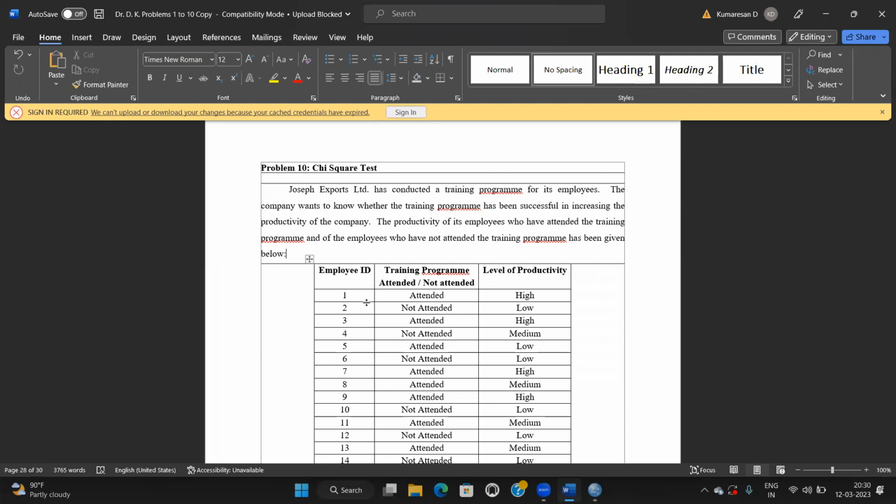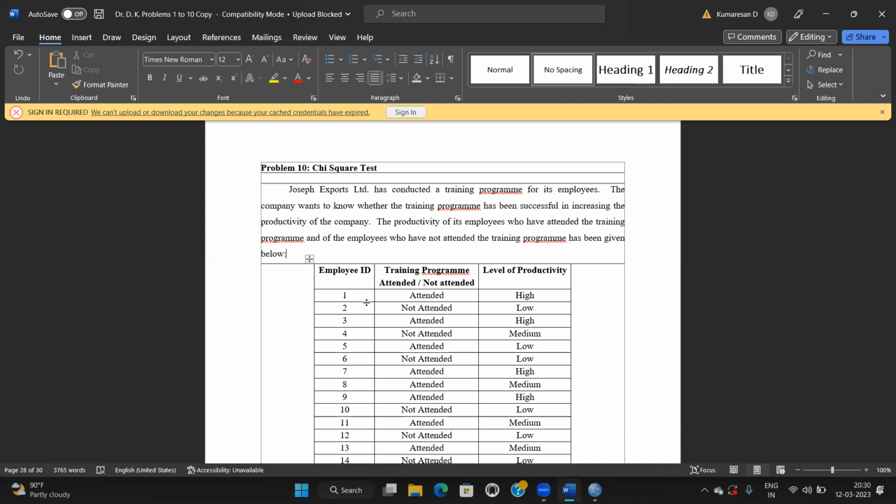Originally, as I told you, the chi-square test was introduced to test the goodness of fit. That was initially used for a 2x2 contingency table only. 2x2 means number of rows 2, number of columns 2. But here, number of rows 2, number of columns 3: high, medium, low. So this contingency table will be 2x3. Initially, it was used for 2x2 only, but it is used for 2x3 also now.